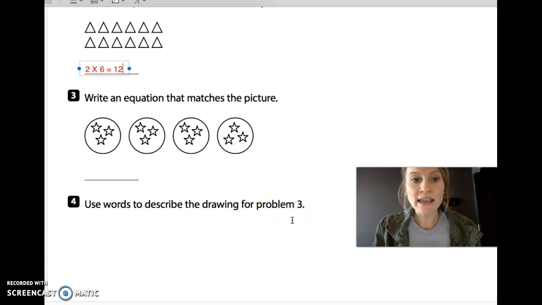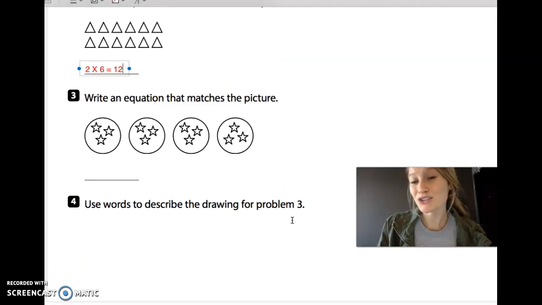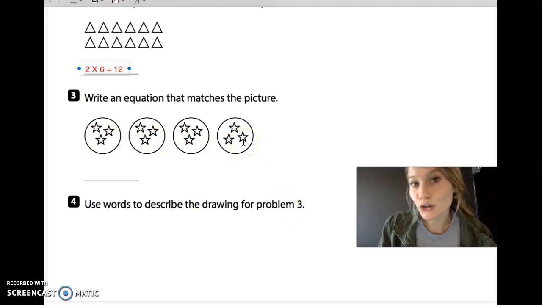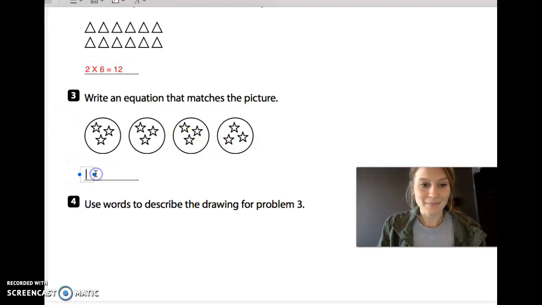Try this one. Make an equation that matches the picture. Ooh. So they're trying to flip your brain, go all different directions here. How many groups do you see? How many is in each group? So blank times blank equals blank. What are you going to put? I'm giving you a minute.